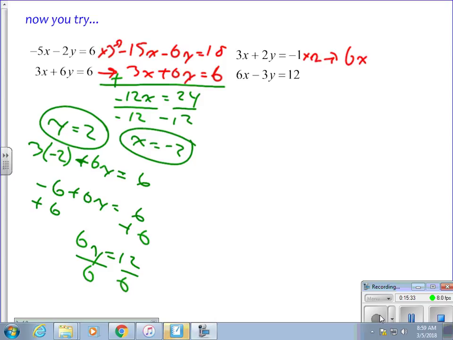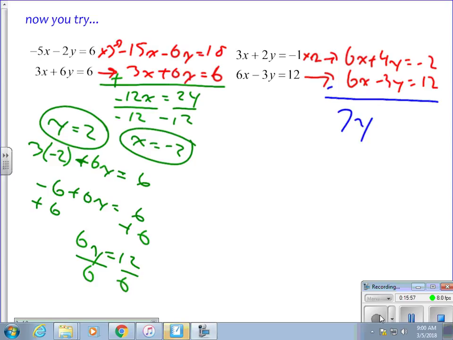This one, it's easy enough to get rid of the x's, so I multiply times 2, and I get 6x plus 4y equals negative 2. Copy the other one over. 6x minus 3y equals 12. And then I subtract, because I have 2 that are the same. 6 minus 6 gone. 4 minus negative 3 is 7y. Watch your negatives and positives. Negative 2 minus 12 is negative 14. Divide by 7. Y equals negative 2.